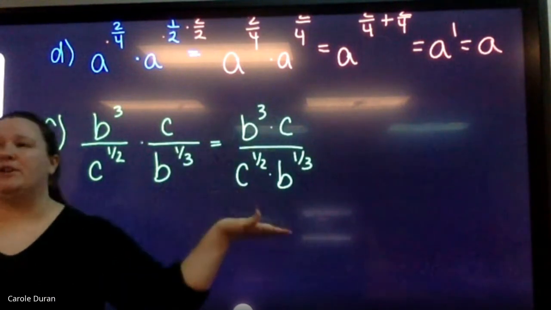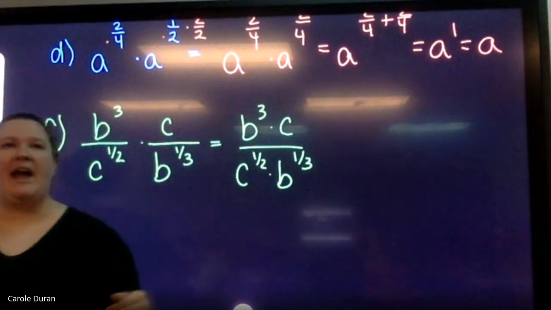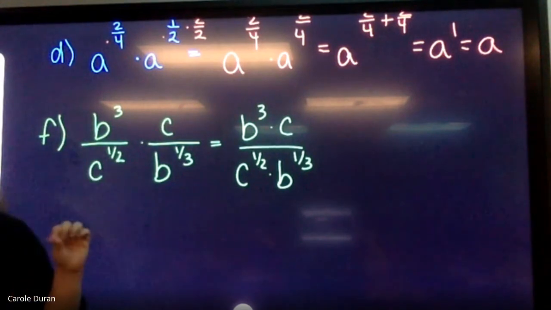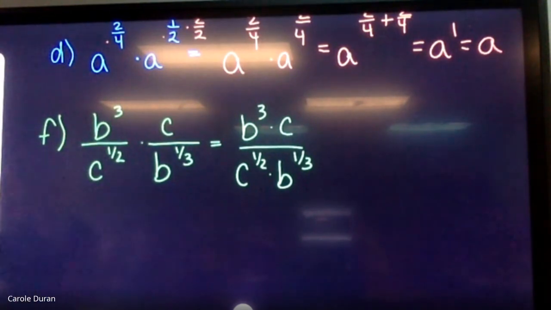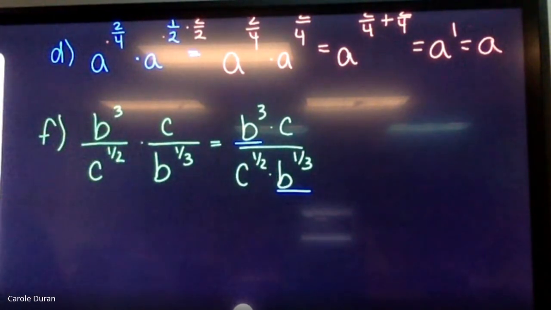Since I have ones that are across the fraction bar, how did we simplify earlier? When I had, say, an a on top and an a on the bottom, I picked the one that was biggest, and I subtracted the other one from it. So we're going to treat these two separately, and then you'll see how it comes together. I'm going to focus on the b terms first. I have a b cubed in the top and a b to the 1/3 in the bottom. Which of those exponents is larger? The 3. So that one's going to stay, and I'm going to subtract the other one from it.